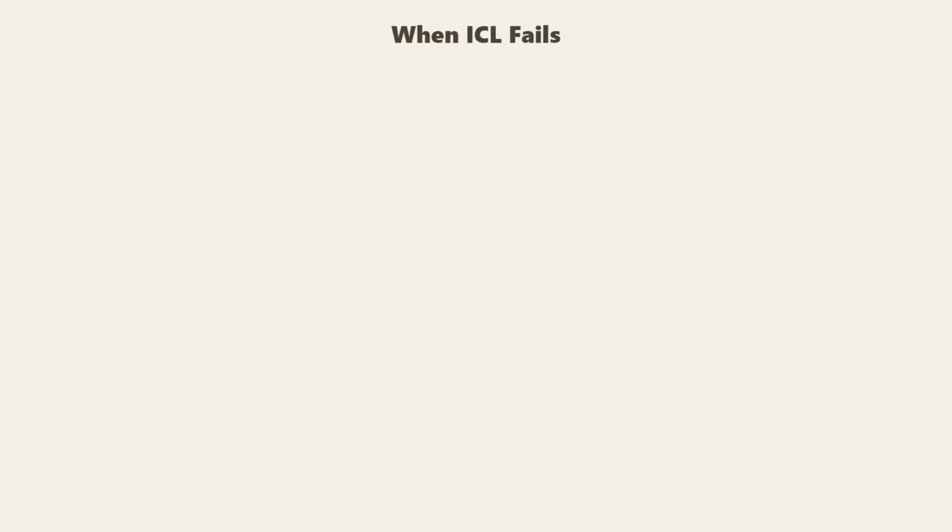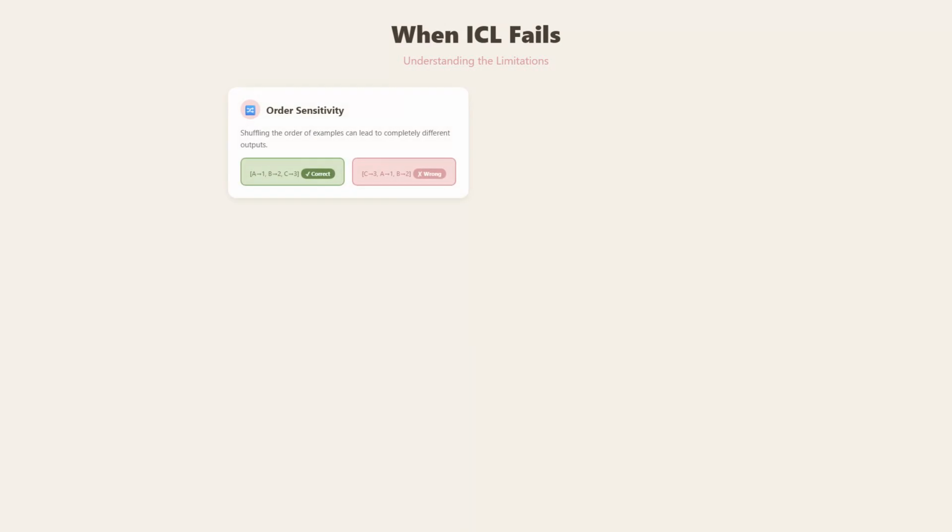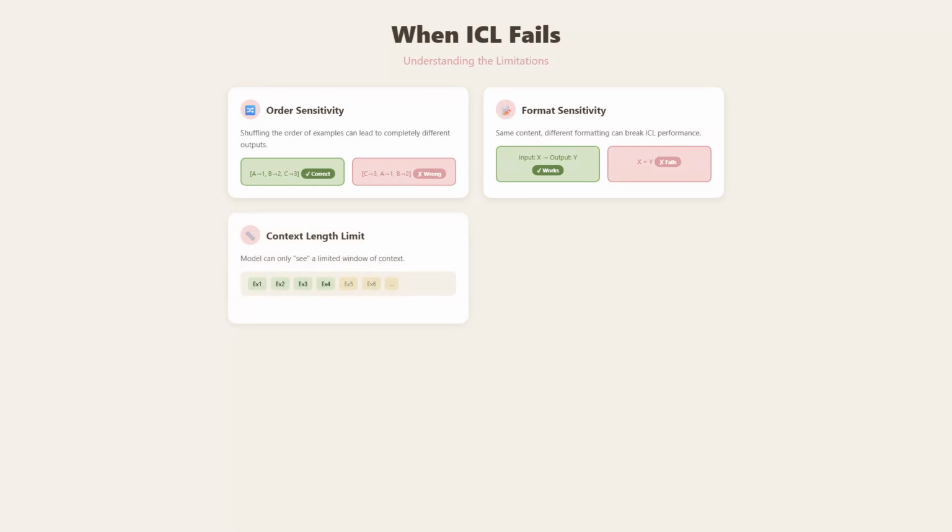Now, it's important to understand when in-context learning fails. It's not a magic solution for everything. First, there's order sensitivity. The sequence of your examples matters. If you provide examples A to 1, B to 2, C to 3 in that order, you might get correct results. But shuffle them to C to 3, A to 1, B to 2, and the model might give completely different, incorrect outputs. The same information, different order, different results.